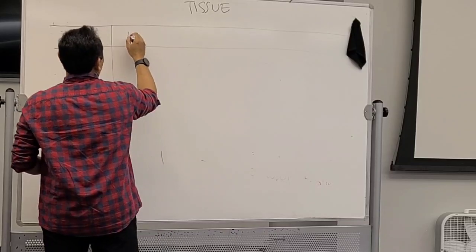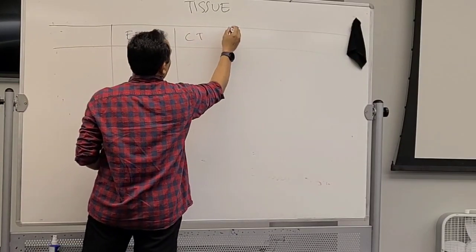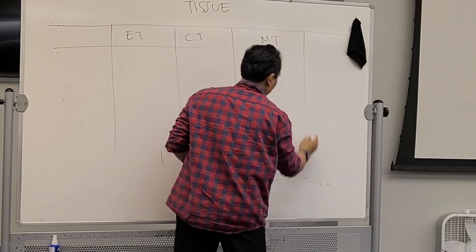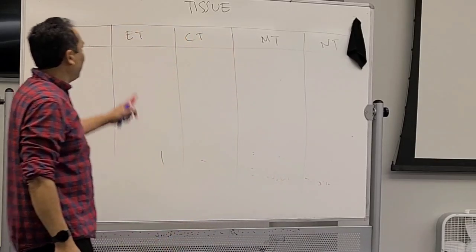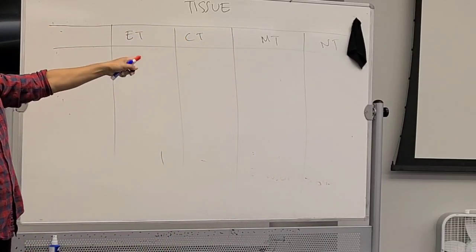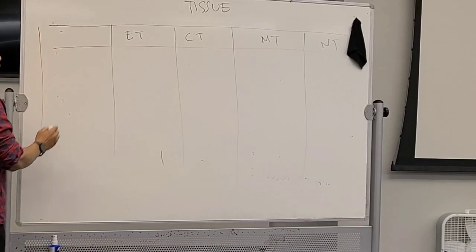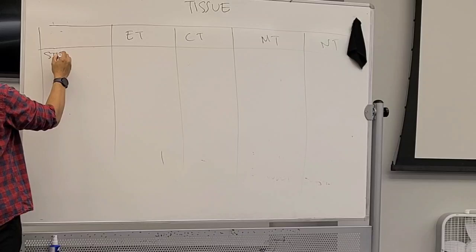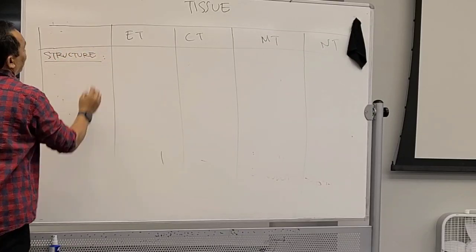Okay, you have ET, CT, MT, and NT. Epithelial tissue, connective tissue, muscle tissue, and nervous tissue. Right? Now, based on structure.